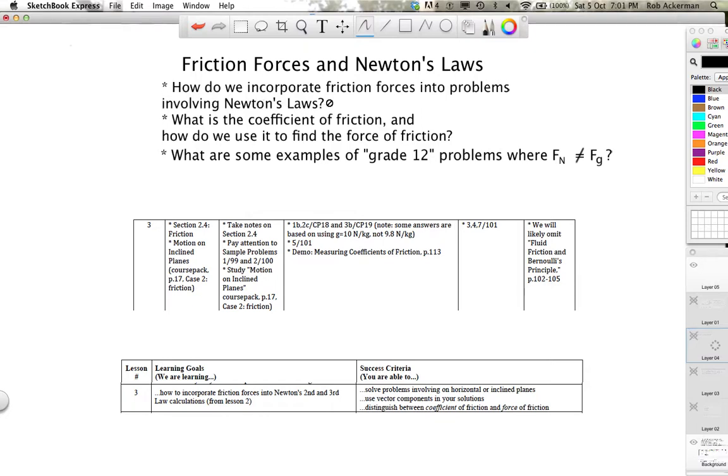We're going to look at how to incorporate friction forces into our problems involving Newton's laws. We're going to learn about this thing that you probably remember from grade 11 called the coefficient of friction, and we're going to see how we use it to calculate the force of friction.